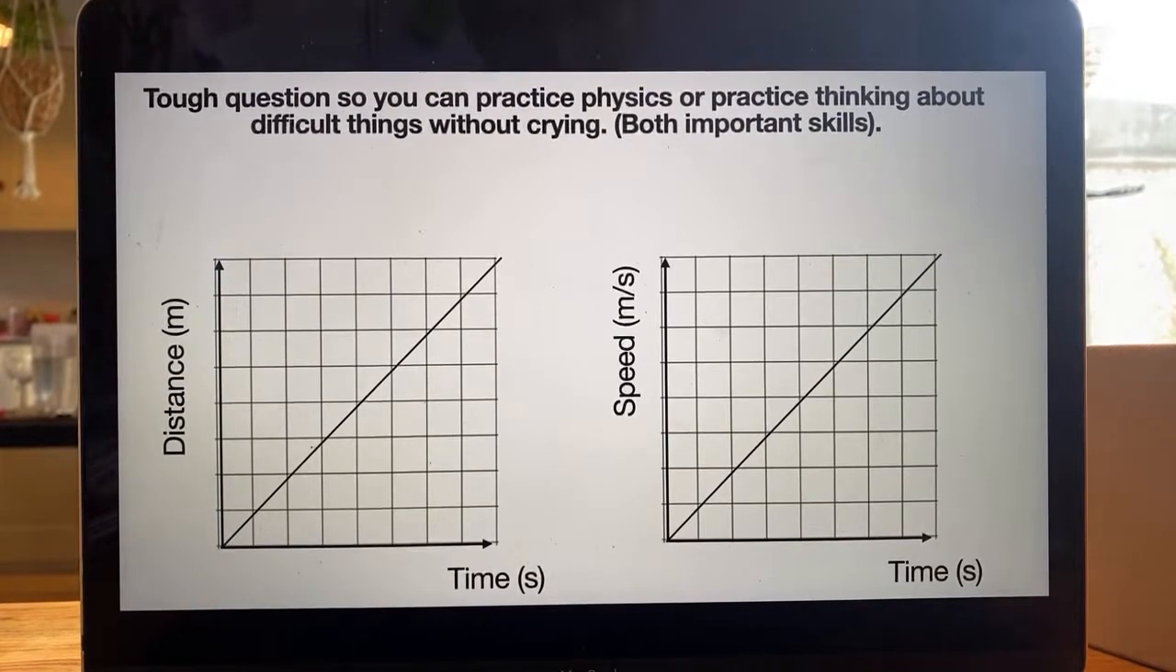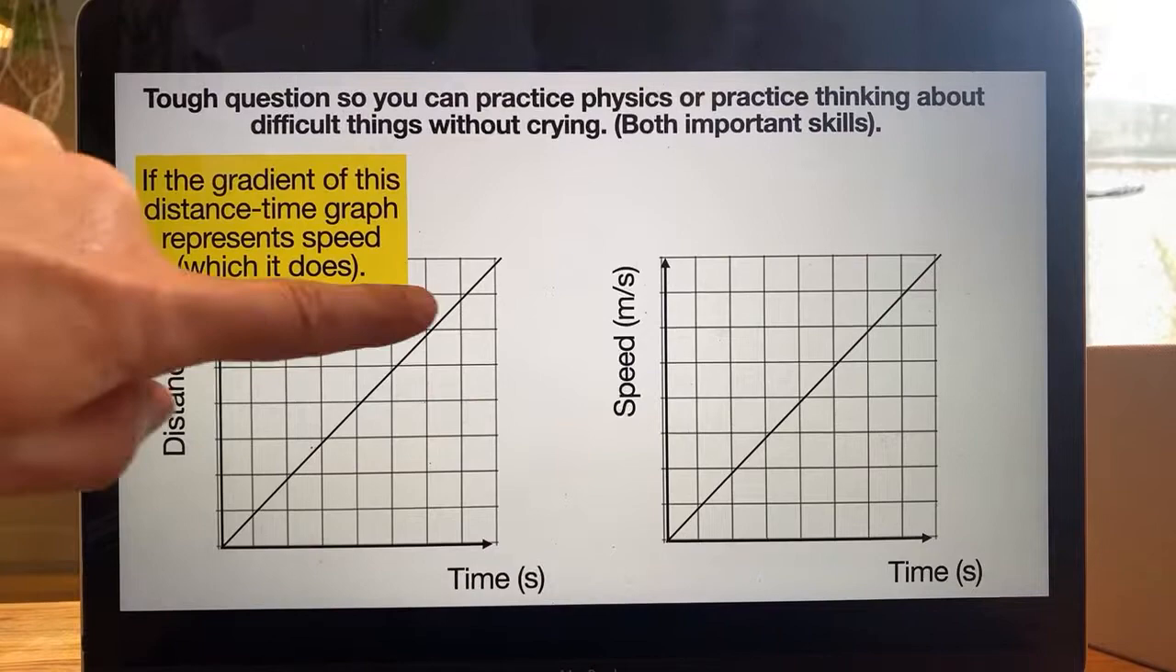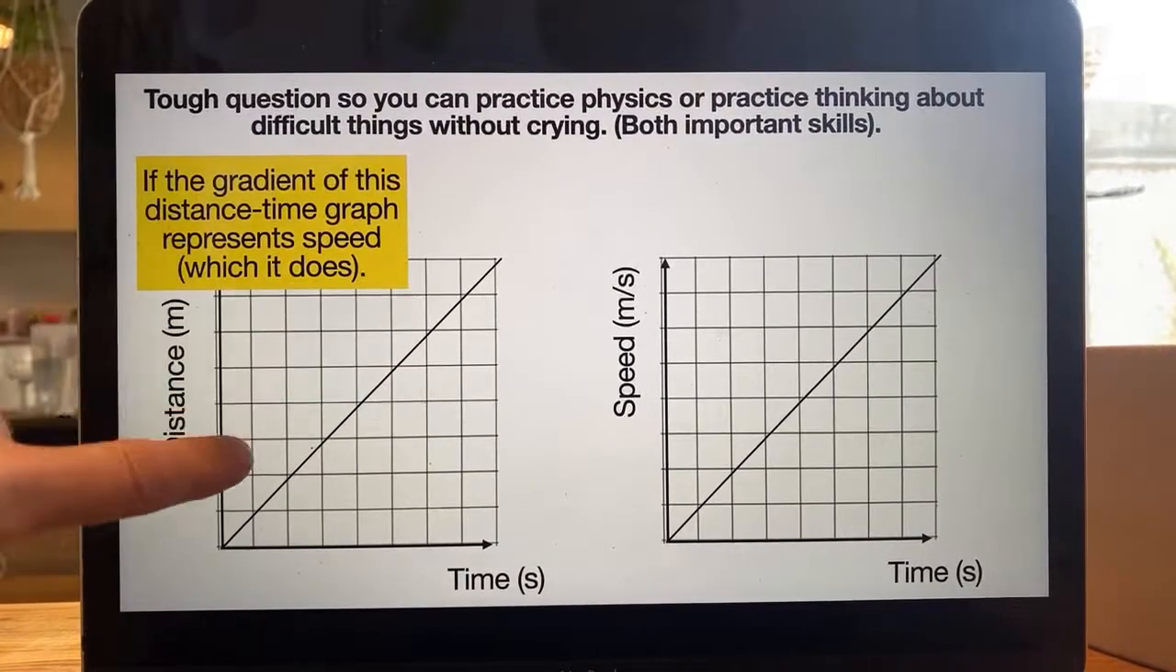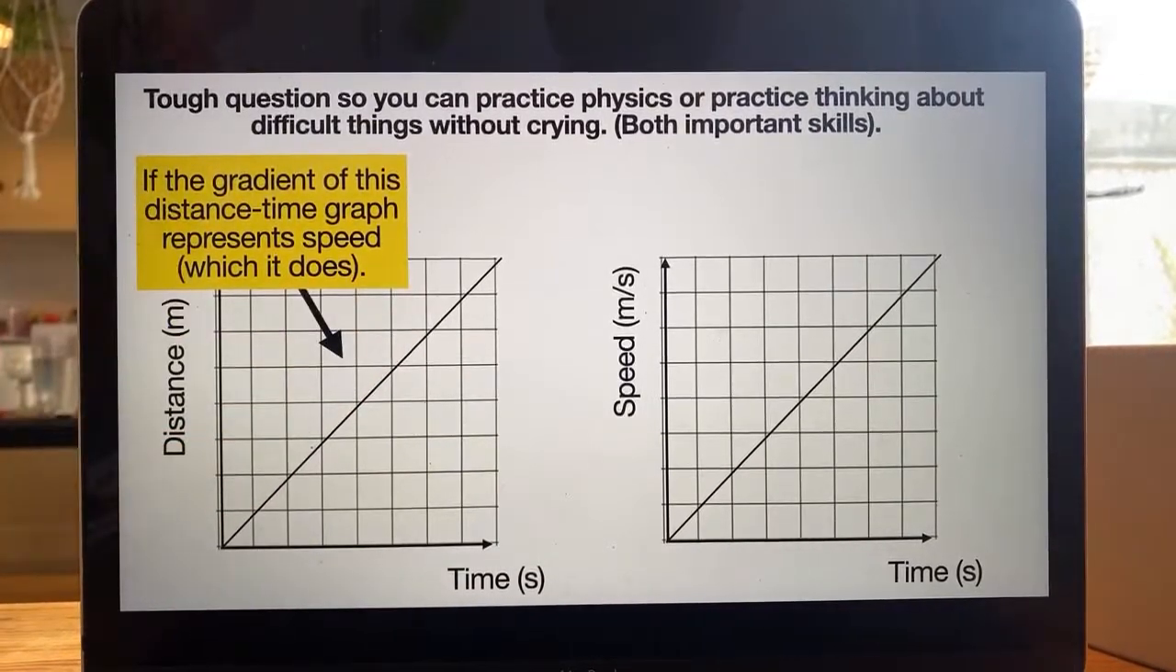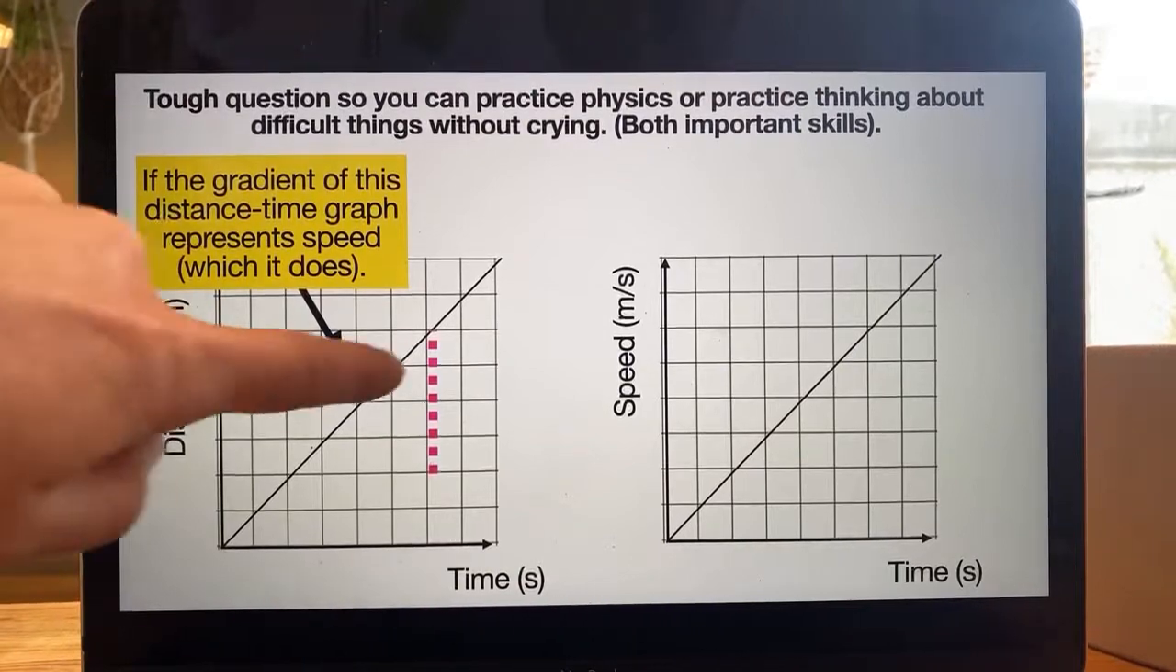Right, here we go. If the gradient of this distance time graph represents speed, which it does, so here's how you work out the speed.